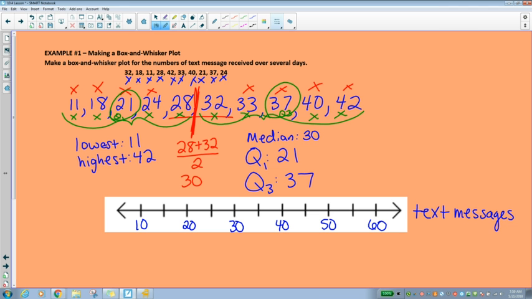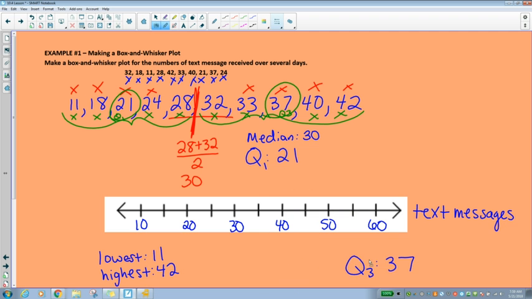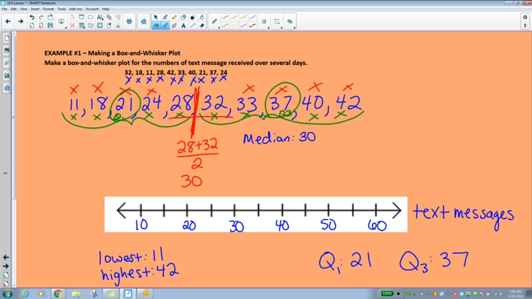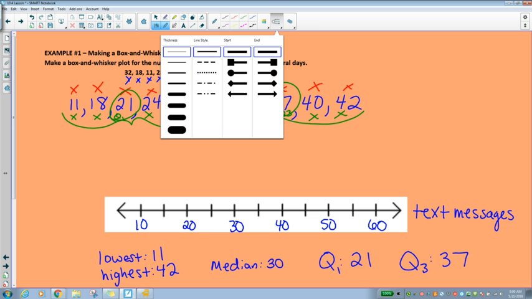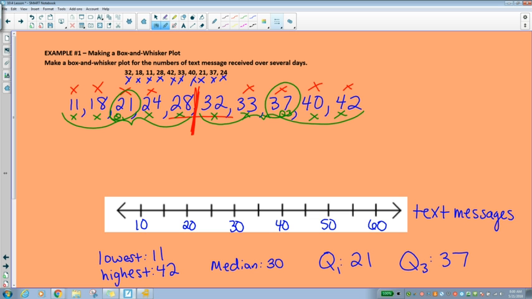Now that I have all this data, I'm going to go ahead and create my box and whisker plot. So I'm actually going to pull this data down here. We're going to need these numbers, but I want to create my box and whisker plot. So above the number line, I'm going to put 5 dots. I'm going to put a dot at every single one of the 5 locations. Okay? The first dot is going to be at 11.